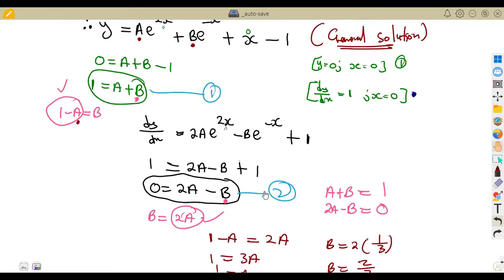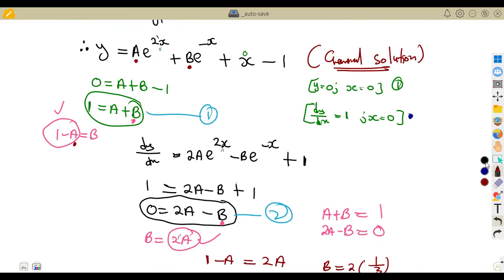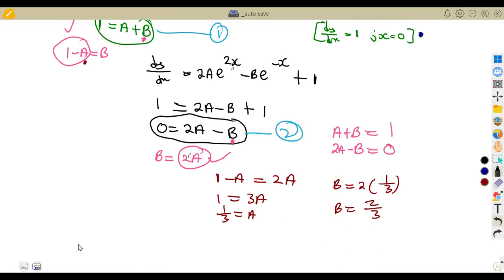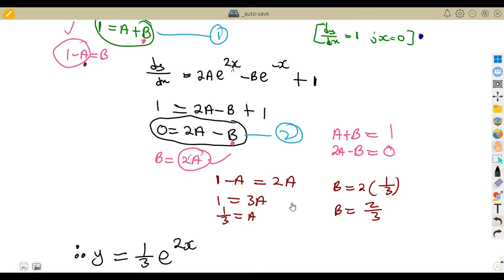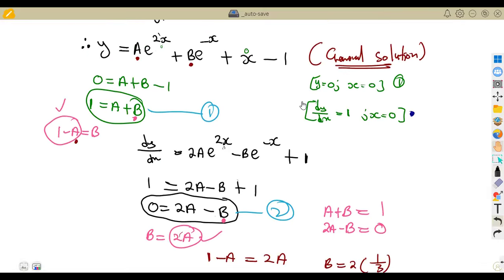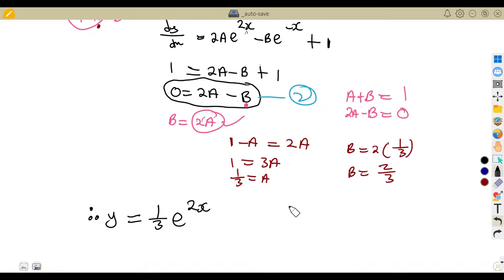Guys, you have to be very careful to answer the questions correctly and properly. Therefore, y is equal to a e to the exponent of 2x. So y is equal to a, which is 1 over 3, e to the exponent of 2x. Then we also have b, e to the exponent of minus x, so this is b, which is 2 over 3, e to the exponent of minus x.